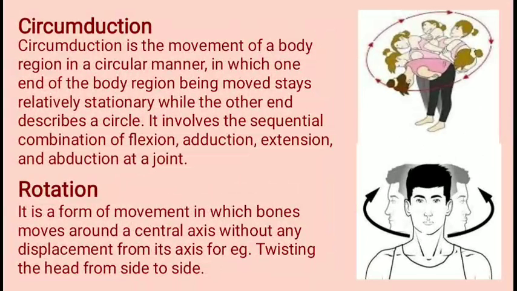Then the last part we have is rotation. What does rotation mean? Rotation is a form of movement in which the bone moves around the central axis without any displacement from its axis. That means anything which rotates on its axis without displacement. Displacement means it does not move from its axis, it moves at its place.